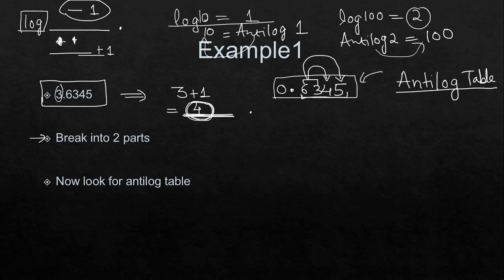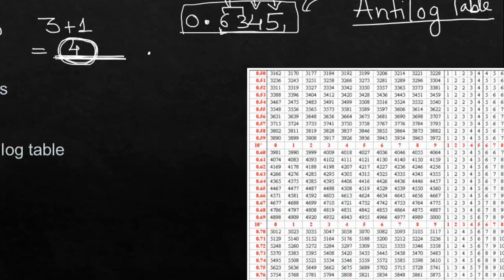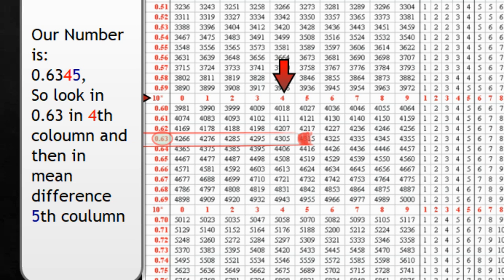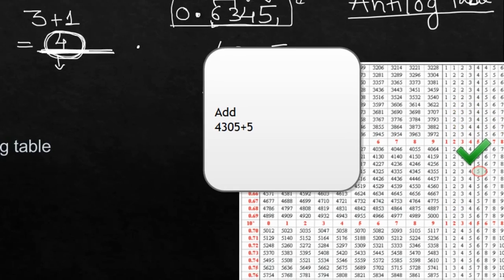So let me show you the anti-log table first, then it will be clearer. So this is your anti-log table, and here also there is one column and it starts from 0, right? So look for the 0.63 in the fourth column first. All right, 0.6345 is our number. So 0.63 in the fourth column is 4305. That is your value. Now again see 0.63 in the mean difference in the fifth column. So where the fifth column lies, it is 1 2 3 4 5. So the value is 5 here.